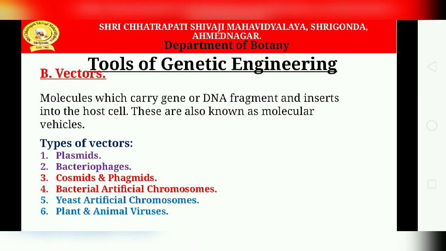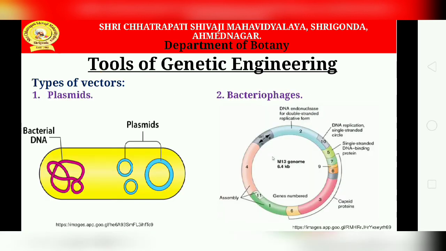Different types of vectors are used in genetic engineering: plasmids, such as pBR322, pUC8, Ti plasmid, and Ri plasmid; then bacteriophages, that is lambda and M13; then cosmids and fragments; then bacterial artificial chromosomes, that is BACs; then yeast artificial chromosomes, YACs; then plant and animal viruses. So the first is the plasmid.